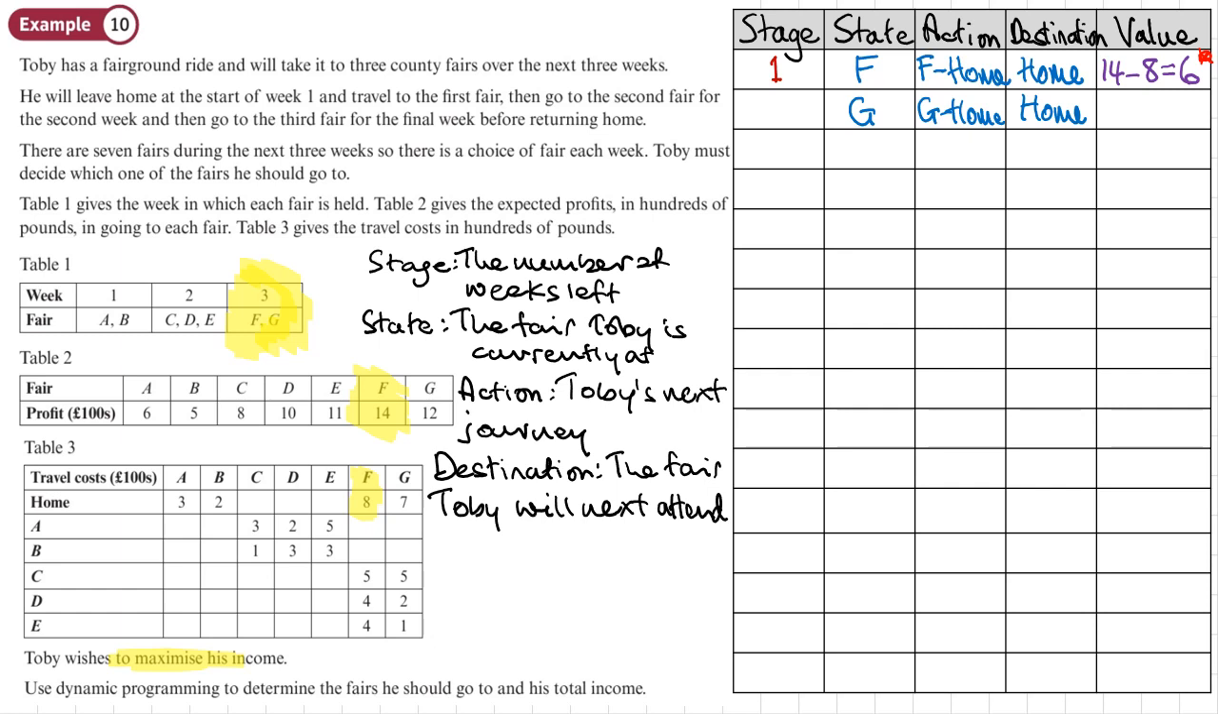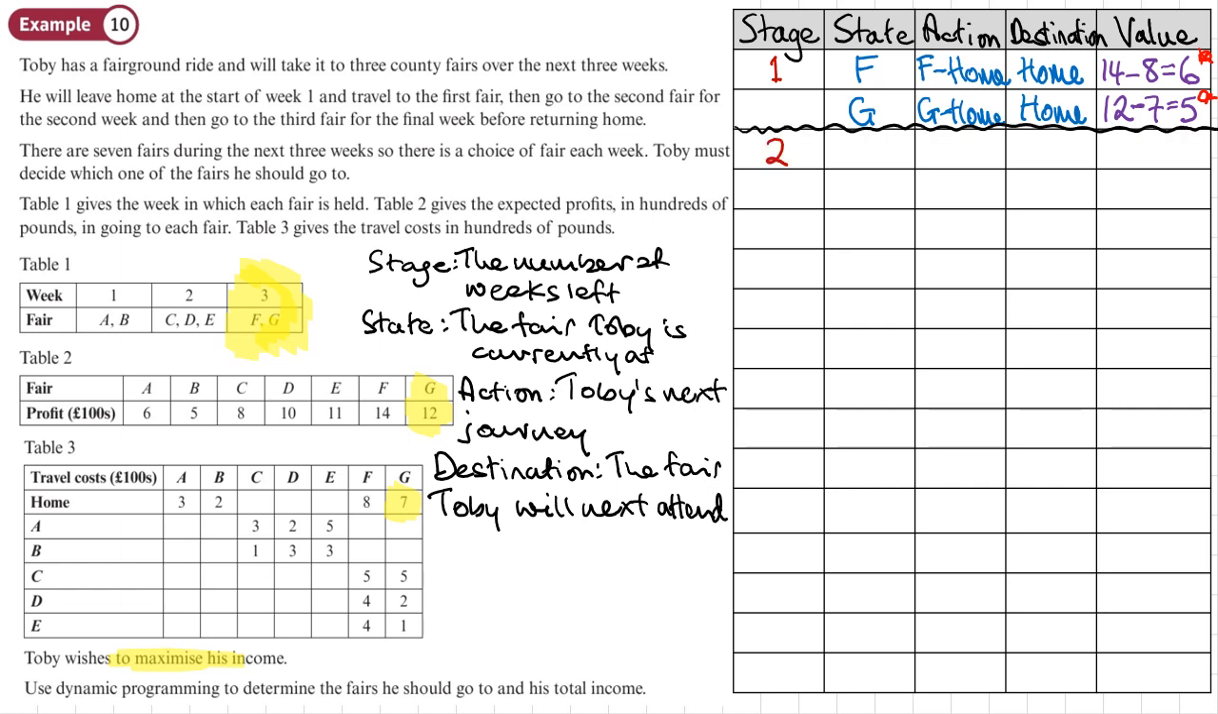And if he is at fair G, which is going to be here, that'll be a profit of 12. That's 1,200. However, there is going to be a travel cost. So 12 minus, now what's his travel cost if he's going from G to home? That's going to be this one here. That's 7. So it's going to be 12 minus 7, and that will give a value of 5. And again, that's the only option for this state, so that's going to get starred as well.